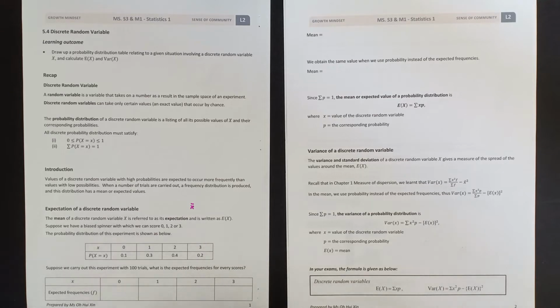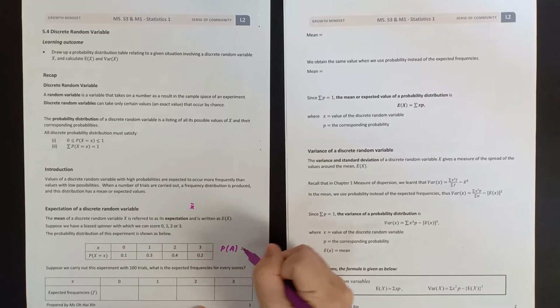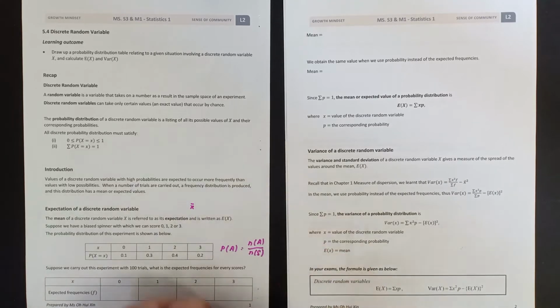Okay, so how will you do that? If you still remember, in probability we learned that the probability for A to happen is basically equal to the number of A to happen divided by the number in the sample space, right? So when you want to find your n(A), you basically use the probability times your sample space number, which is the total trials that you actually made.